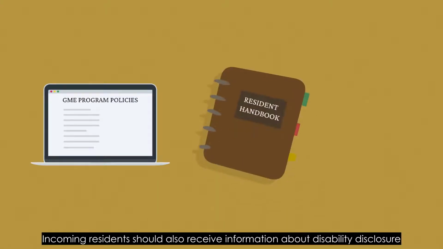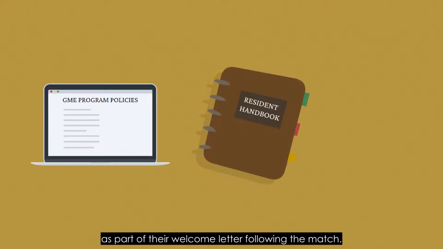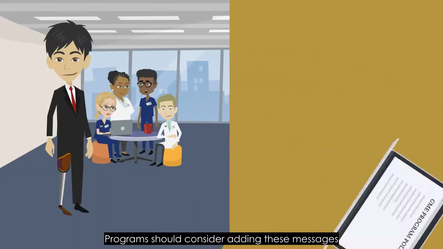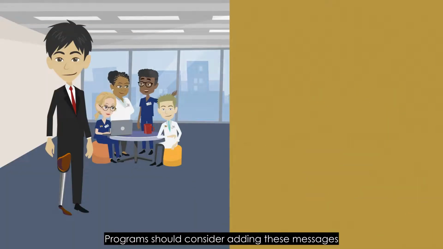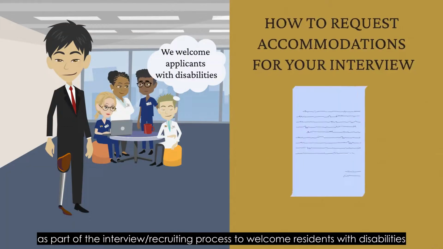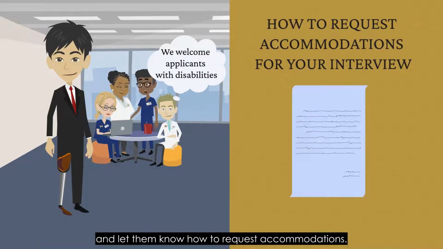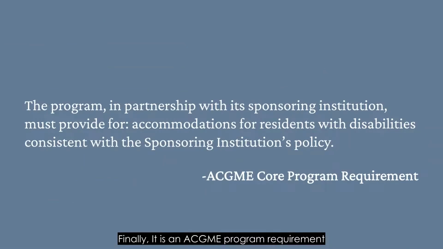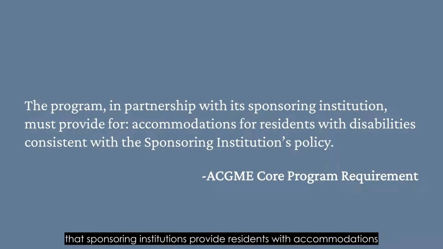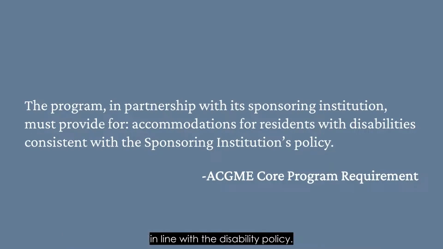Incoming residents should also receive information about disability disclosure as part of their welcome letter following the match. Programs should consider adding these messages as part of the interview or recruiting process to welcome residents with disabilities and let them know how to request accommodations. Finally, it is an ACGME program requirement that sponsoring institutions provide residents with accommodations in line with the disability policy.